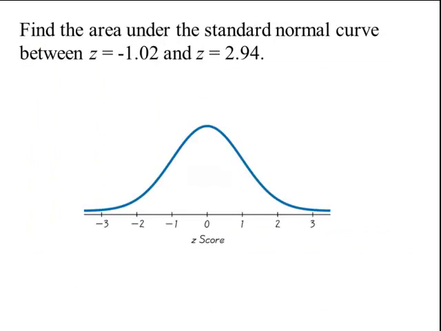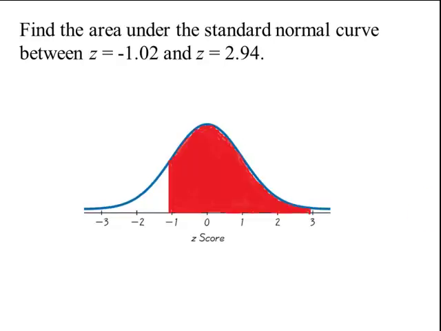Here's our next example. What if we're asked to find the probability in between two z's? So in this one we're looking between negative 1.02 and a z value of 2.94. First we draw our picture, and we see that this most likely is going to be larger than 0.5. So our first step is we're going to calculate the area corresponding to this value and the area corresponding to this z, and we're going to subtract the two.